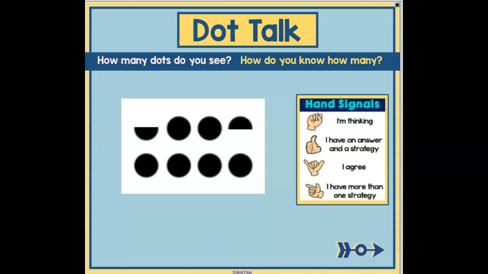Greetings, mathematicians. Today our warm-up is a dot talk. Your job is to calculate how many dots there are without counting them one by one. Again, using your hand signals to signal how many different ways you can find it and being ready to explain how you see them. Teachers press pause while students think and then record the answers.